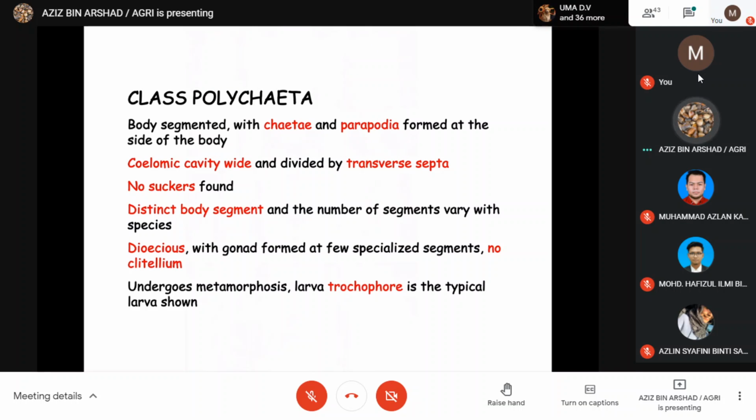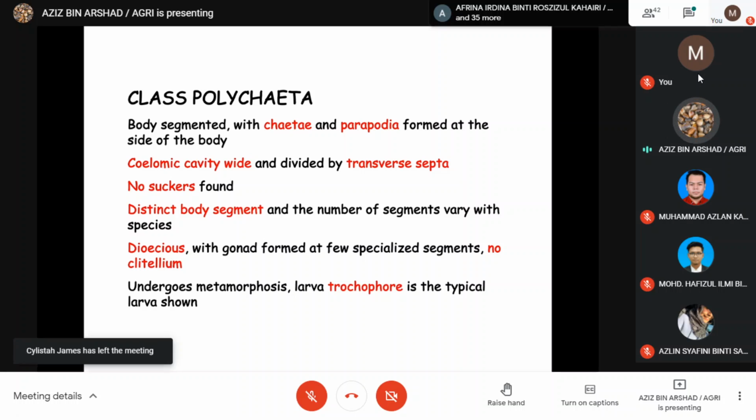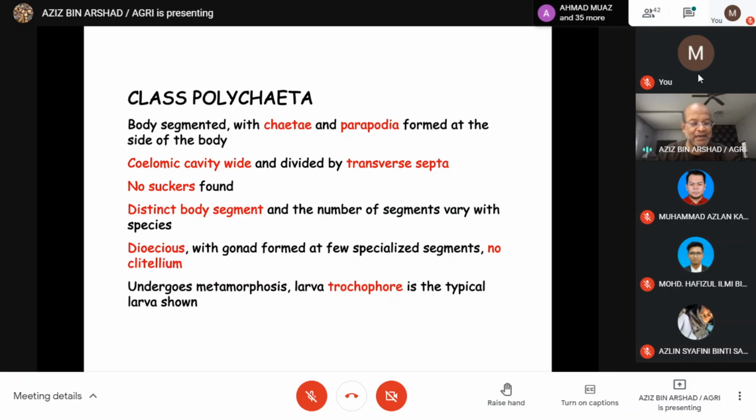So class Polychaeta, you don't have to remember the characteristics, but I just want to highlight. The body is as usual segmented, provided with parapodia, and at the end of the parapodia you can see the chaetae. And this parapodia is normally seen at the side of the body. The coelom is also very wide and divided inside by septa. There are no suckers found in Polychaeta. The segments are very distinct, and the number of segments varies by species. So different species, different number of segments. Mainly dioecious, there is a male and female polychaete worm.